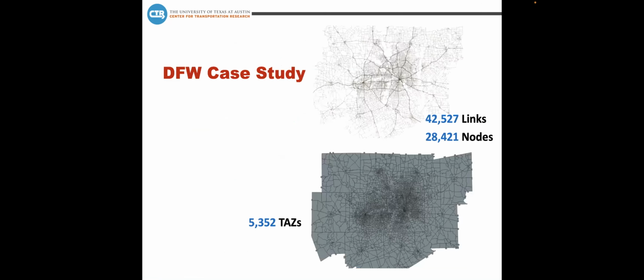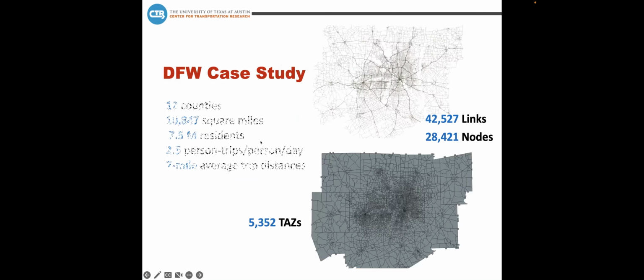So the DFW case study, the area that we are researching, contains over 42,000 links, 28,000 nodes, and 5,000 traffic analysis zones. Other important facts include 12 counties, 10,000 square miles, 7.5 million residents, about 3 person trips per person per day, and 7-mile average trip distances.